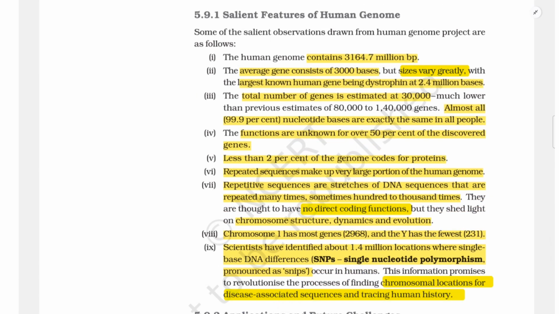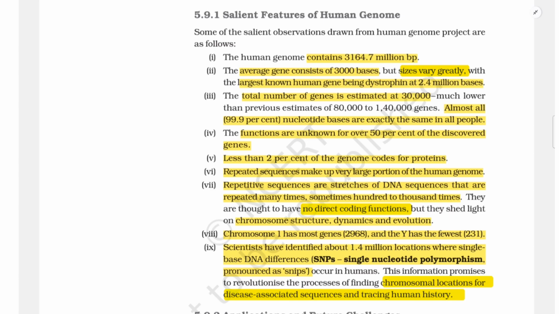5.9.1 Salient features of human genome. Some of the salient observations drawn from Human Genome Project are as follows. Number 1. The human genome contains 3164.7 million base pairs. Number 2. The average gene consists of 3000 bases, but sizes vary greatly, with the largest known human gene being dystrophin at 2.4 million bases. Number 3, the total number of genes is estimated at 30,000, much lower than previous estimates of 80,000 to 1,40,000 genes. Almost all (99.9%) nucleotide bases are exactly the same in all people.